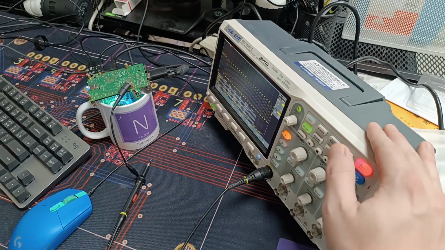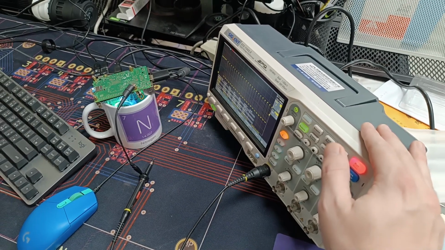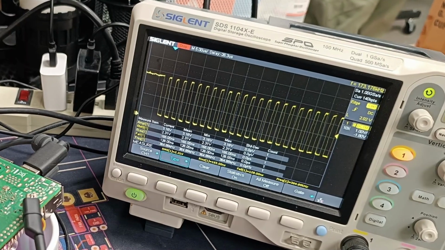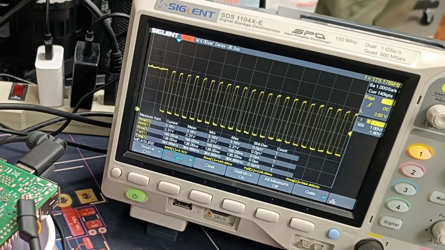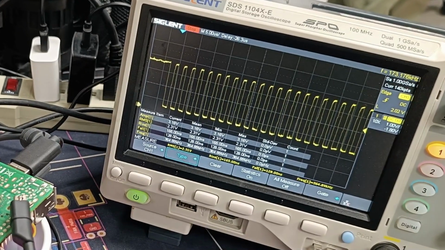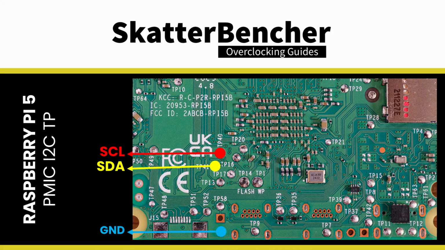Since the telemetry Python script calls PMIC data, when the script is running, the data bus is much busier than when idle. After about 15 minutes of probing around, Elmor identified test points TP40 and TP41 on the back of the Raspberry Pi 5 PCB as the PMIC's SCL and SDA pins respectively. Now that we have access to the PMIC I2C interface, let's explore.